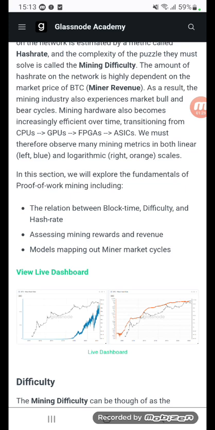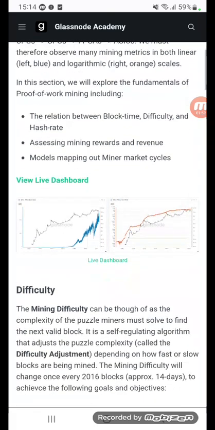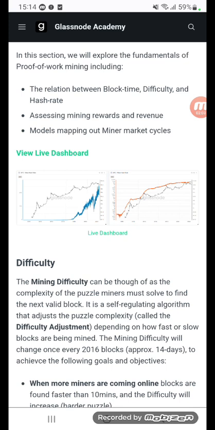Mining hardware also becomes increasingly efficient over time, transitioning from CPUs, GPUs, FPGAs, to ASICs. We must therefore observe many mining metrics in both linear (left, blue) and logarithmic (right, orange) scales. In this season, we will explore the fundamentals of proof of work mining, including the relation between block time, difficulty and hash rate, assessing mining rewards and revenue, and models mapping out miner market cycles.